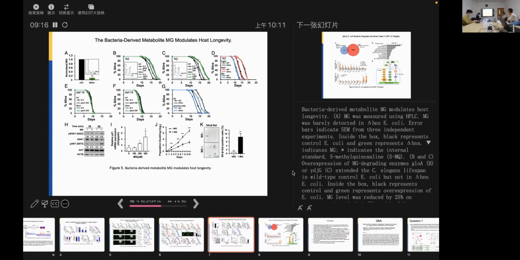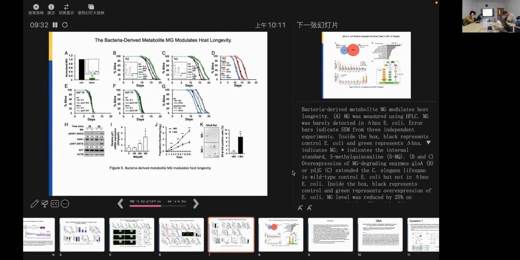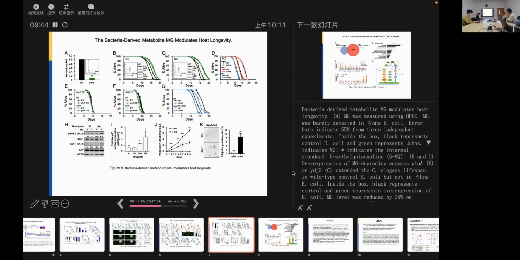So their screens identify two E. coli mutants of MG degrading enzymes as anti-longevity mutants. Anti-longevity mutants means... which panel are you referring to? Okay, so sorry, it's not the one. It's not the same you say.